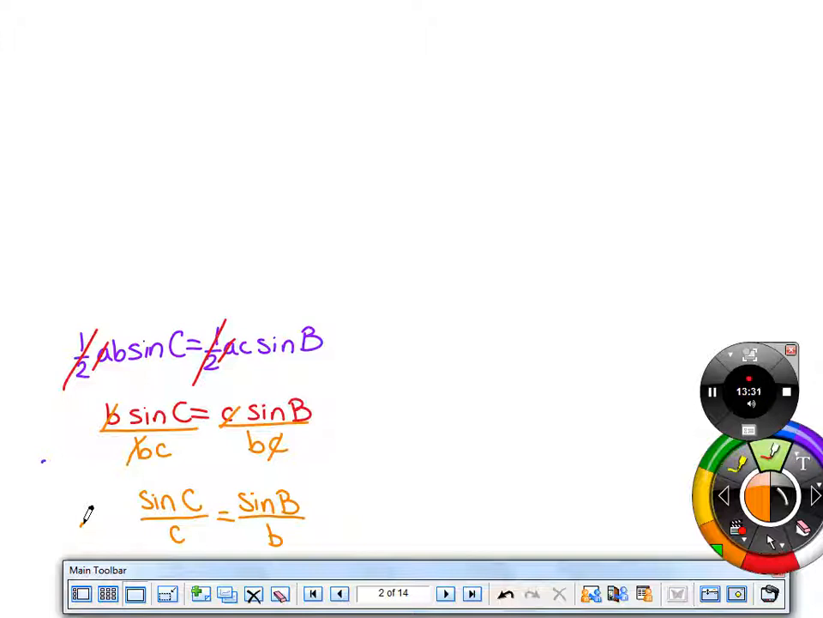Now, were these the only two area equations I could set equal to each other? No. I could do the same process again with any of the sets, right? What do you think the other ratio I'm going to come up with is going to say?